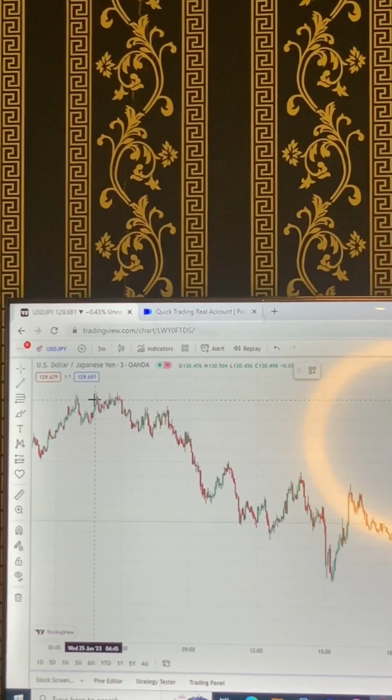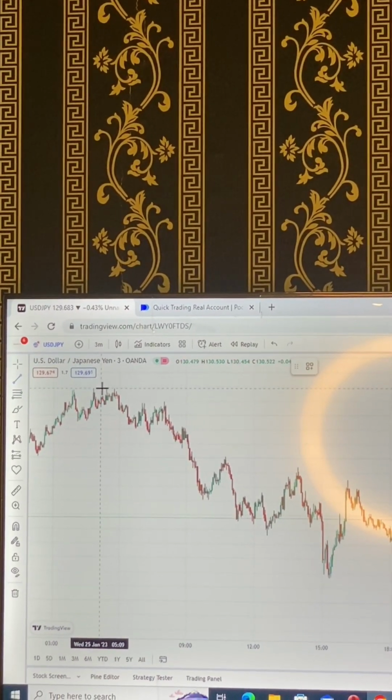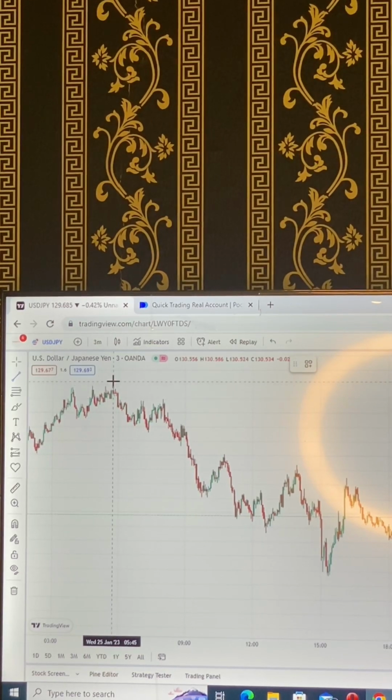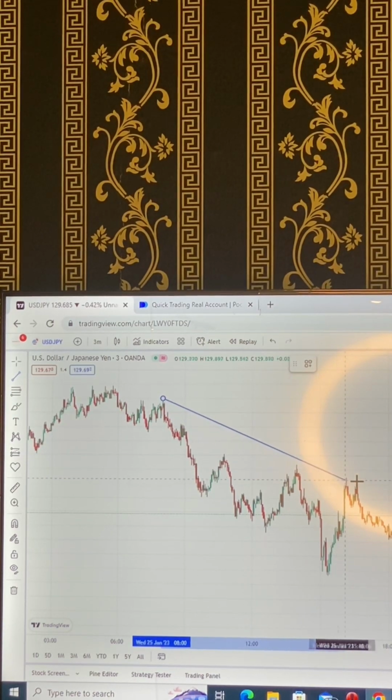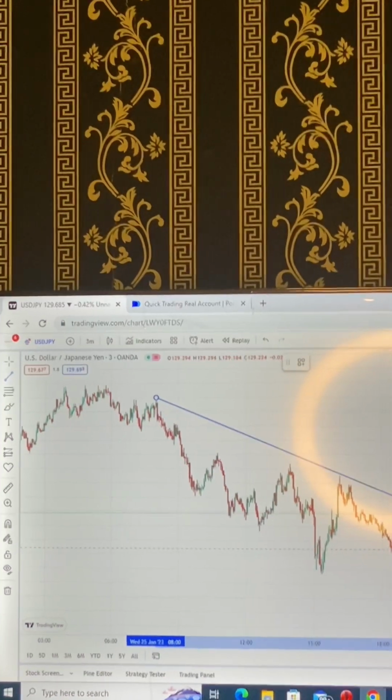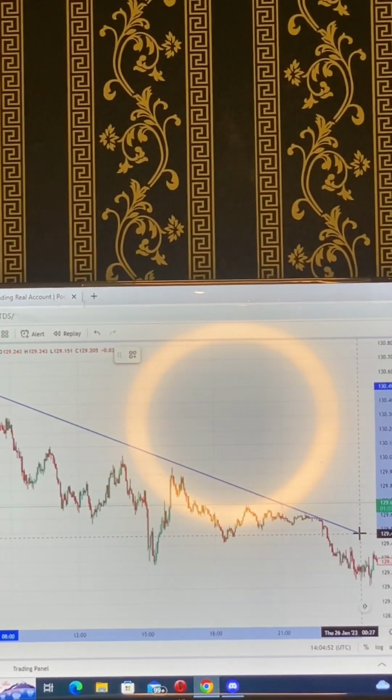Okay, guys, this is an illustration of a downtrend. Whenever I see a market trending down like this, going down like this, just know that it's a downtrend or bearish movement of the market. There it is. As you can see, it's trending down.